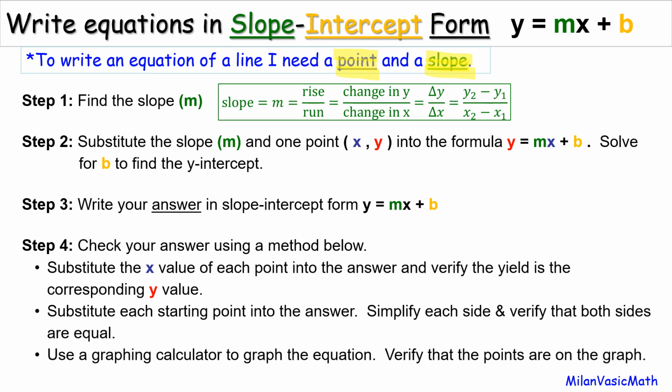All right, so here are the steps. I'll go through them quickly and then I'll show you an example where I describe each one. Step 1, find the slope. Step 2, substitute the point and the slope into y equals mx plus b. You solve for b, and then you use the slope and the y-intercept to write the final equation in slope-intercept form right there. And then step 4 talks about checking. There are multiple ways to check. I listed 3.